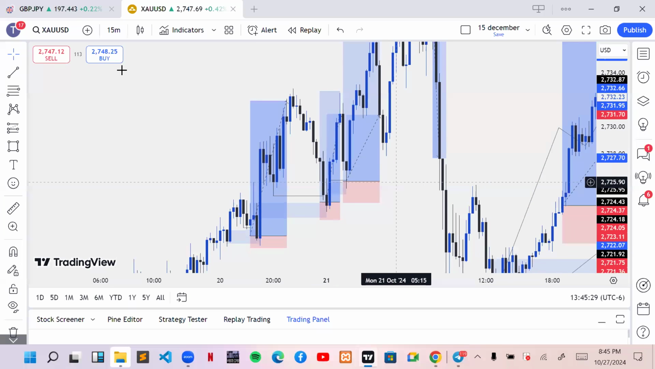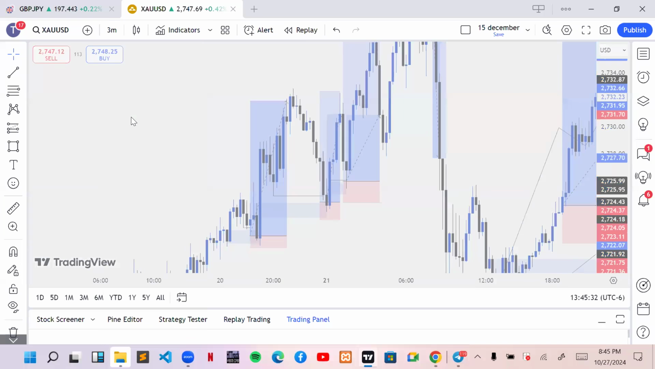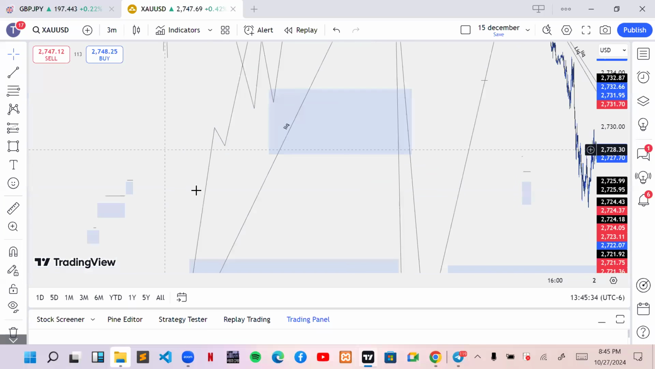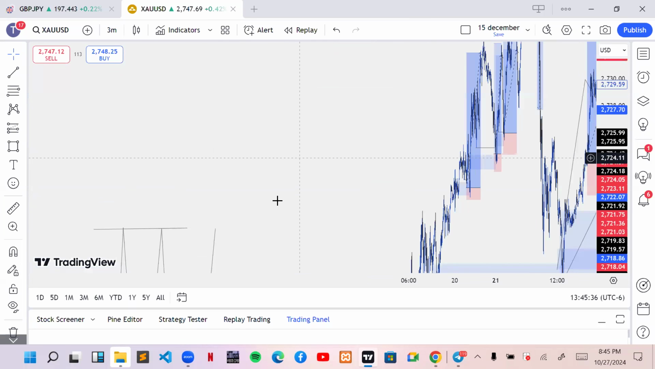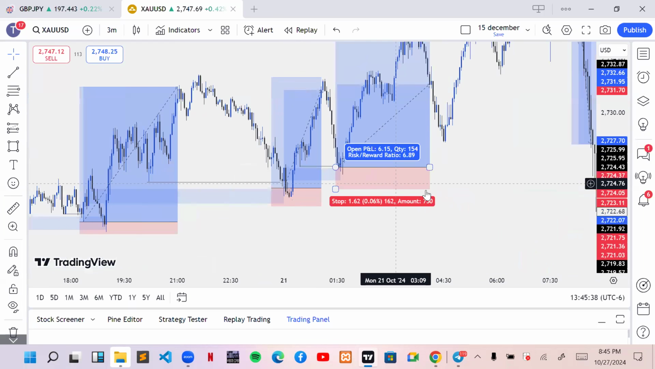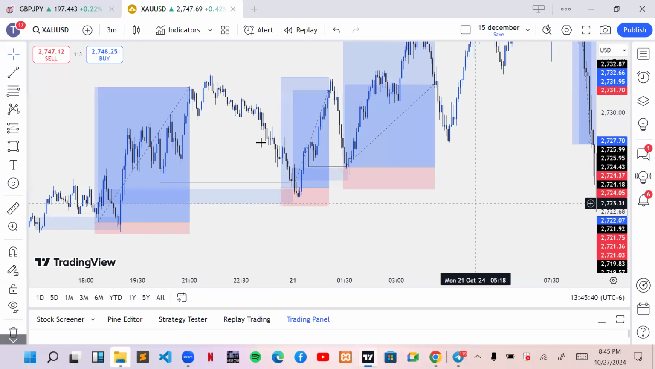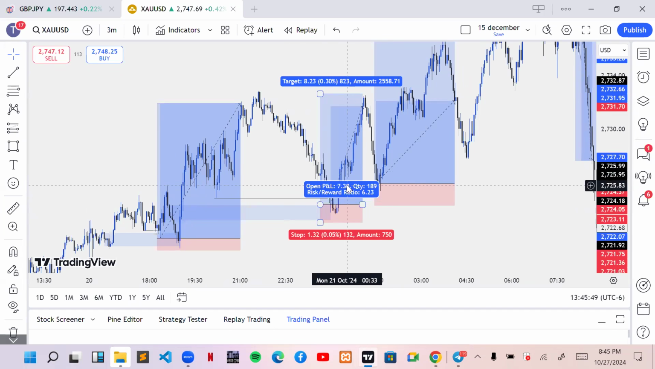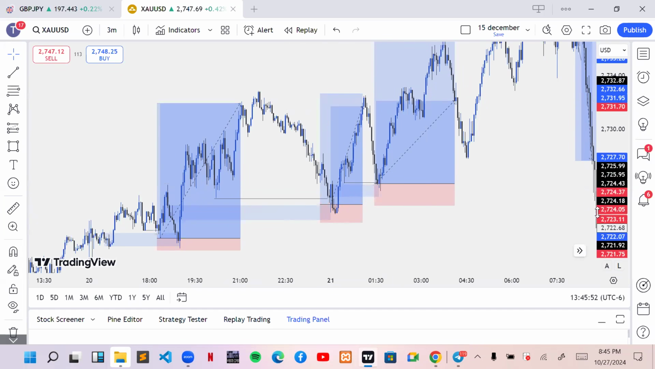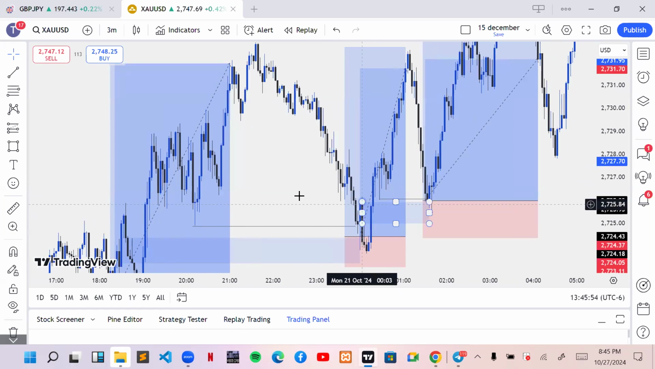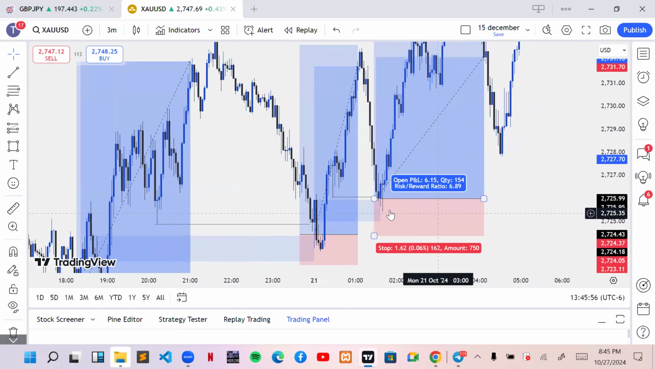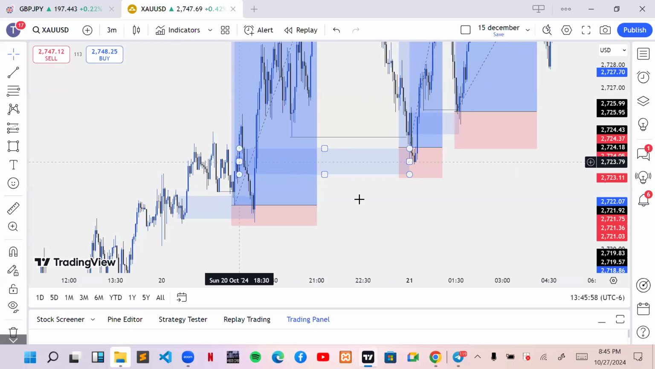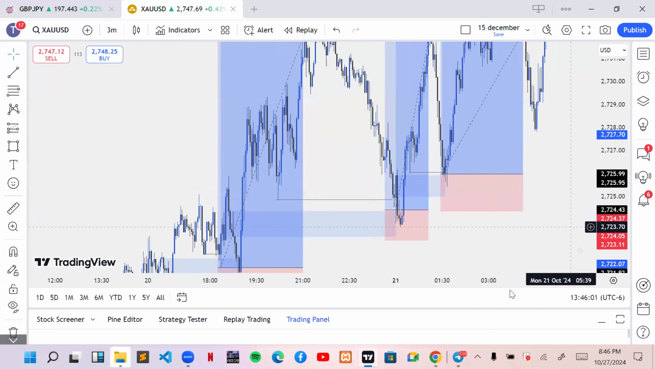For this third entry, it is a breaker block on the 3 minutes time frame, I think. There was also another structure shift here: lower highs and lower lows, lower highs and lower lows. The market shifted and broke this last high. After that, there was this inducement that was formed, and then I used this breaker block here to get my entry for the buy. So that was how I got these three consecutive buys: first one, second one, and then this third one.